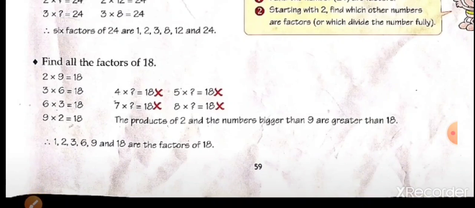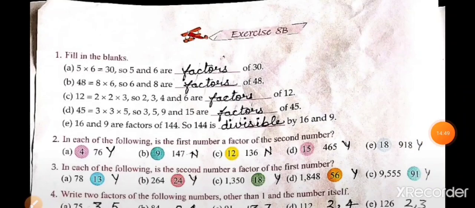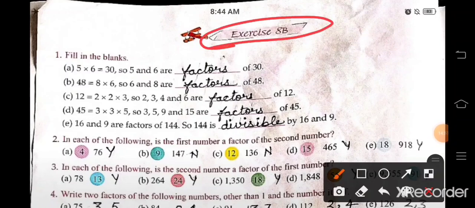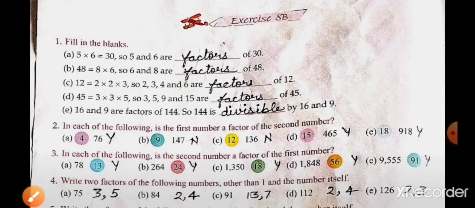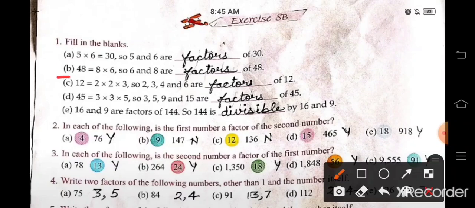Now the exercise time. Exercise 8B. Fill in the blanks. 5 multiply 6 equal to 30. So 5 and 6 are factors of 30. So here you have to fill factors. Now 48, 8 multiply 6. Okay, 48 equal to 8 multiply 6. So 6 and 8 are factors of 48.